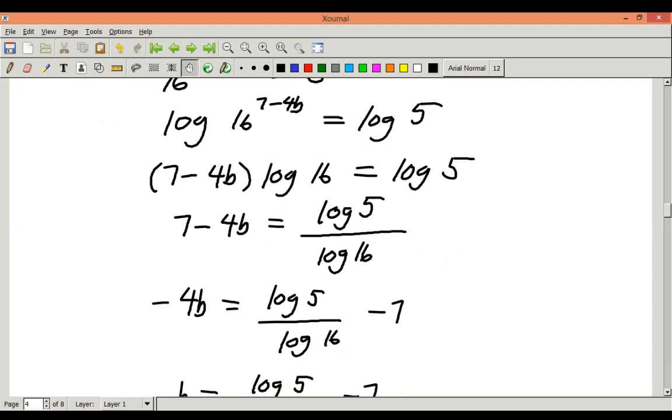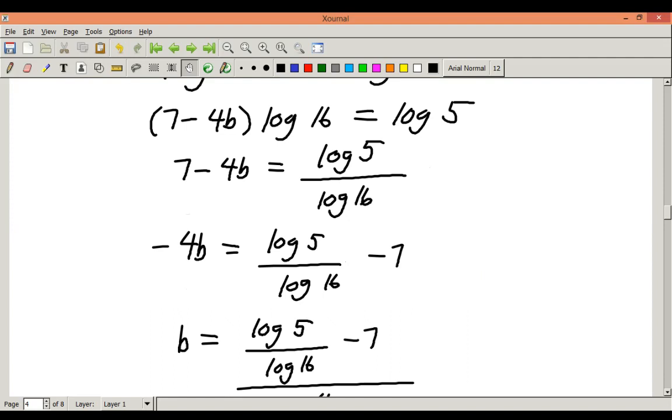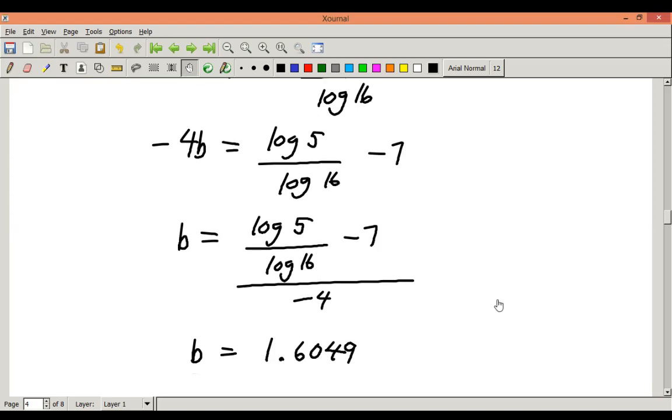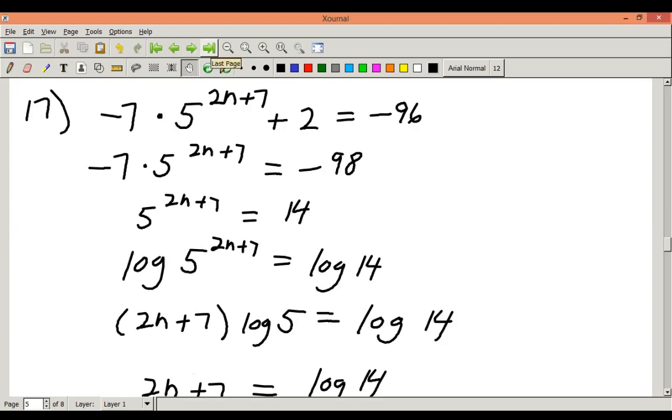To get the next step, then you're going to subtract 7. Don't rush this. There's too many ways to make a mistake here. So you're going to subtract 7 and put that at the end, and then divide both sides by negative 4. So you got another complicated looking fraction which you can put into your calculator little by little. And if you do that correctly, you'll end up with b equals 1.6049. Okay, I've got one more of those exponential equations in number 17.